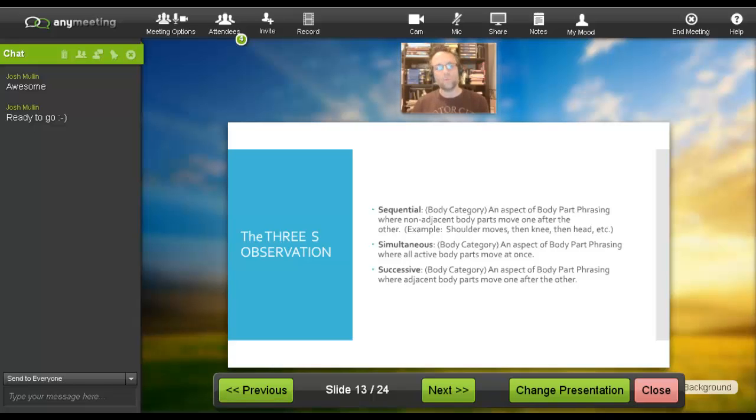When I'm looking at human movement, I'm not wedded to a number. I'm not wedded to an ideology of a perfect structure. I'm taking a person in the actions that they are going to be carrying out throughout their life. And I'm looking at a sequential action of a body part, or what I call phrasing, where non-adjacent body parts move one after the other. For example, shoulder moves, then knee, then head, then finger, then thumb, then opposite hand, then down to the feet.